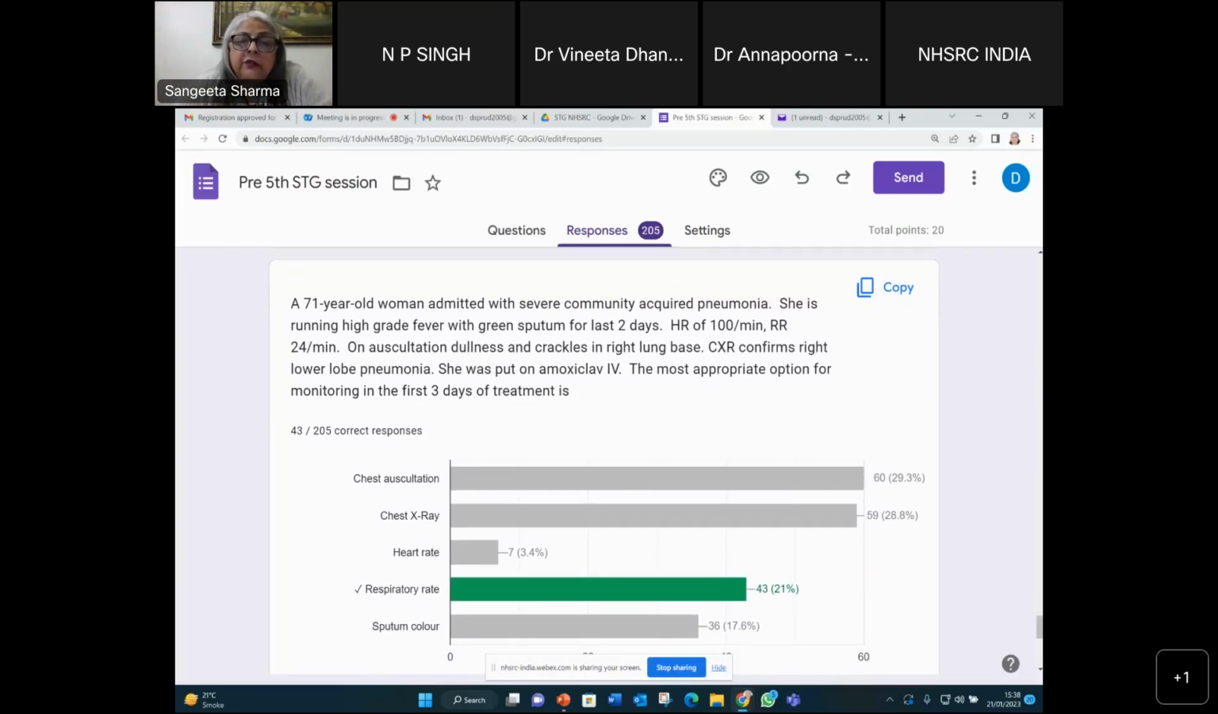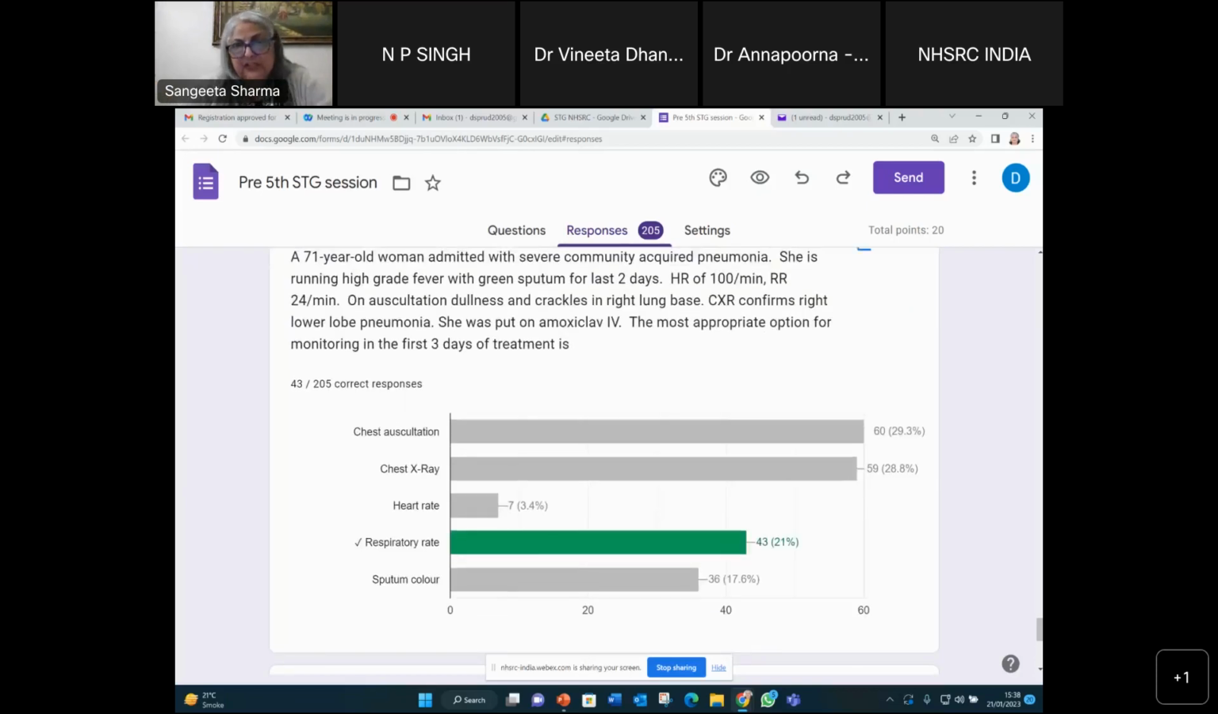patients. So in this severe community acquired pneumonia, the patient had a high grade fever with green sputum, and heart rate was high. The patient was put on intravenous amoxiclav, and how do you assess response to therapy is also very important. Again, many of you have said chest X-ray. Chest X-ray at the beginning for diagnosis is justified, but chest X-ray cannot be taken as an assessment of response.